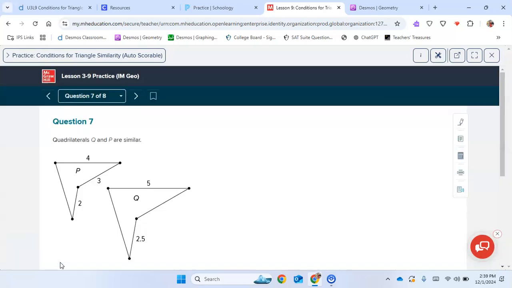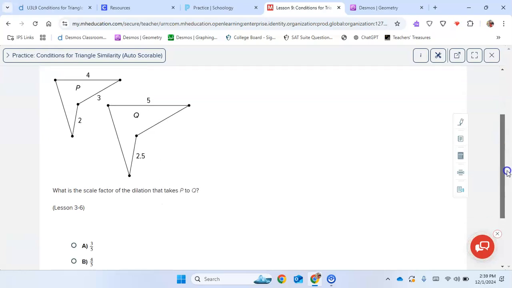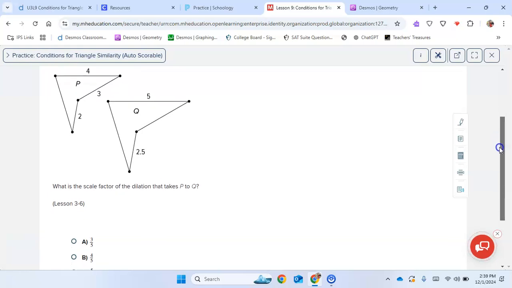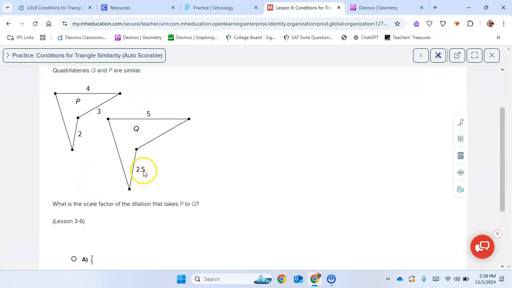Question 7. Quadrilaterals Q and P are similar. What is the scale factor of the dilation that takes P to Q? So Q is bigger than P. So instead of 4/5, it would be 5/4. It has to be greater than 1. 5 divided by 4. 2.5 divided by 2 is also 5/4.